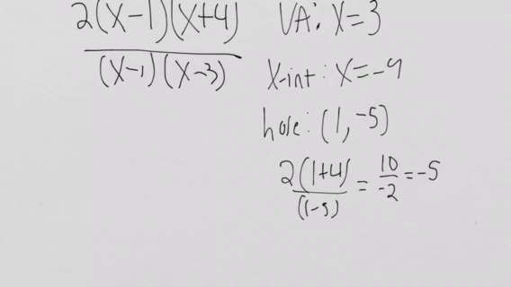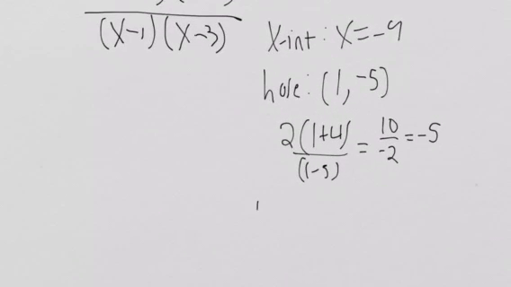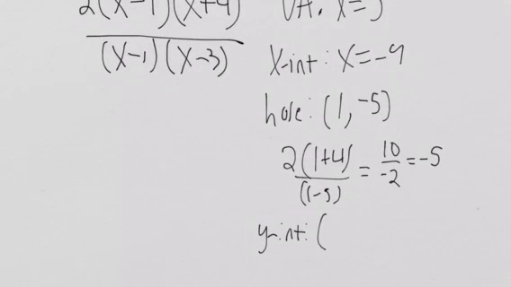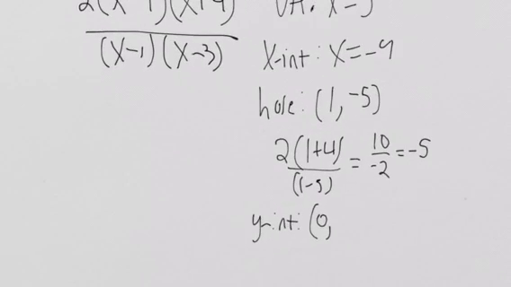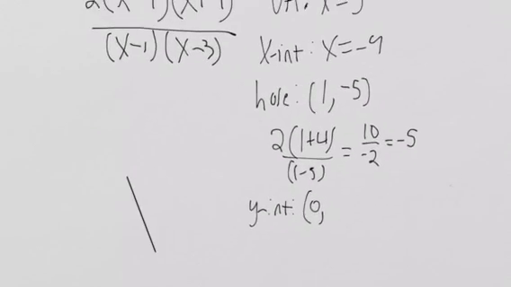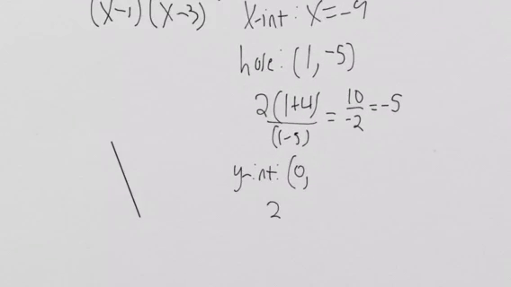Okay, last thing, let's find the y-intercept. Y-intercept by definition is where the input x is 0. So it happens when x is 0. What's y? Well, let's plug in. We get 2 times 0 plus 4 over 0 minus 3, which is going to be 2 times 4 is 8 over -3, so we have -8/3.